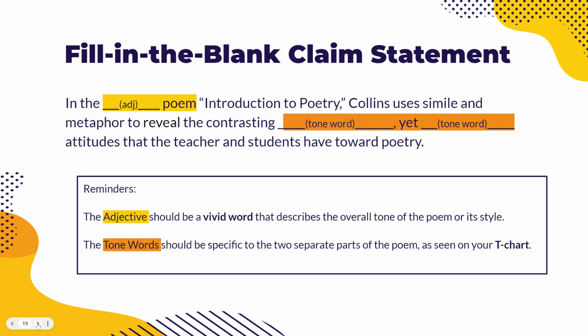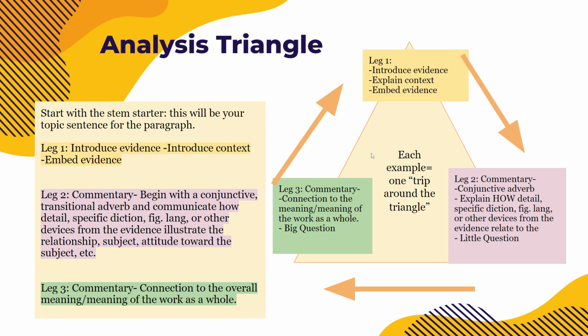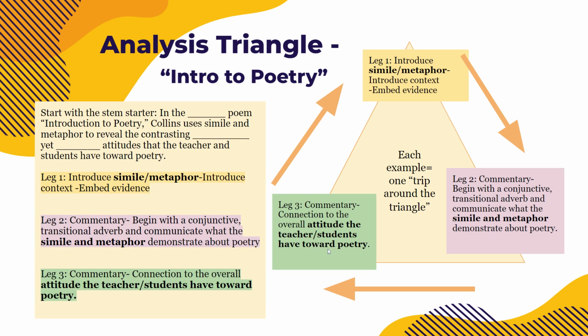Now that we have a claim statement, it's time to take a trip around the analysis triangle. We've talked about this triangle before, and so you're going to start with your evidence for leg 1, the tip of the triangle. Then the leg 2 commentary focuses on the little question, and leg 3 commentary focuses on the big question. For this prompt in particular, leg 1 is going to introduce the simile or metaphor, embed that quote in your sentences, and then transition with an adverb to explain what that metaphor means.